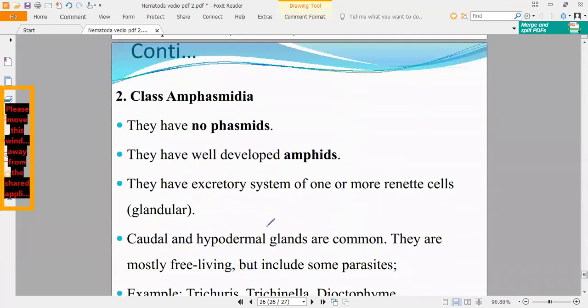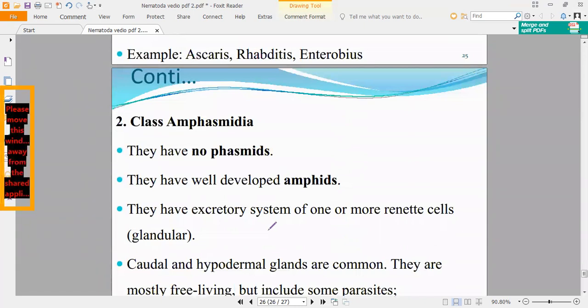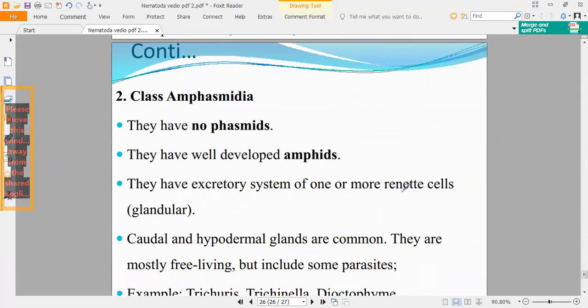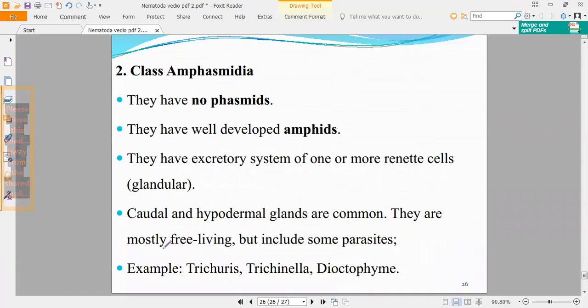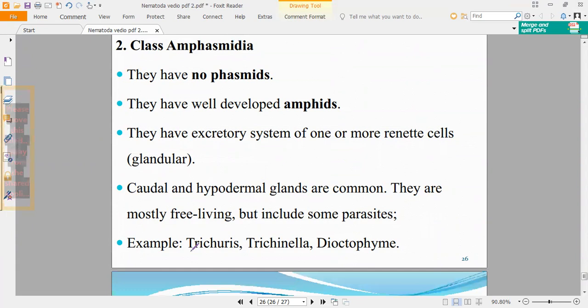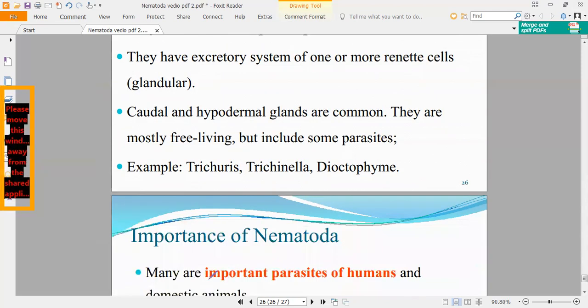And the other class is the Aphasmidia. The Aphasmidia have no phasmids. Instead of that, they have amphids. Their excretory system has one or more renette cells, which are reserved for regulation. Caudal and hypodermal glands are common. They are mostly free living, but include some parasitic forms. Examples are Trichuris, Trichinella and Dioctophyma.